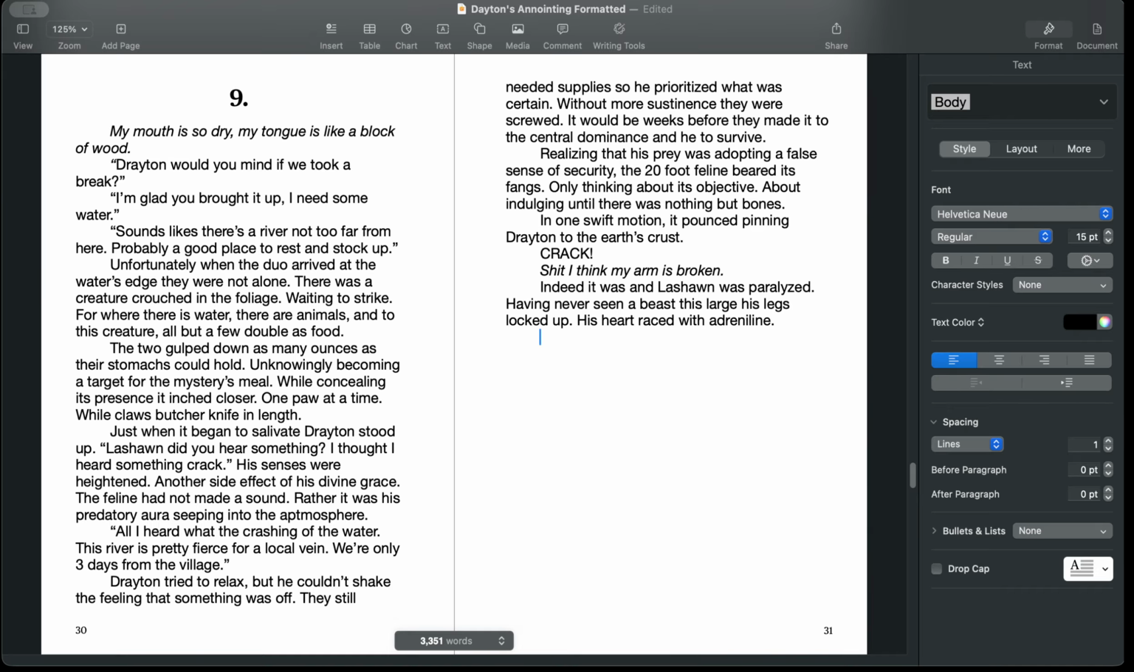Realizing that his prey was adopting a false sense of security, the 20-foot feline bared its fangs, only thinking about its objective, about indulging until there was nothing but bones. In one swift motion, it pounced, pinning Drayton to the earth's crust. Crack. Shit, I think my arm is broken. Indeed it was. And LaShawn was paralyzed. Having never seen a beast this large, his legs locked up. His heart raced with adrenaline.